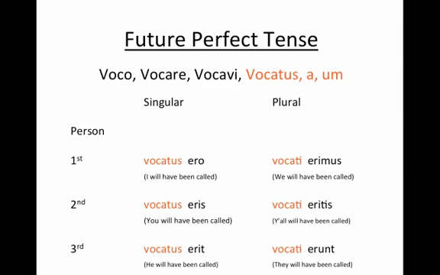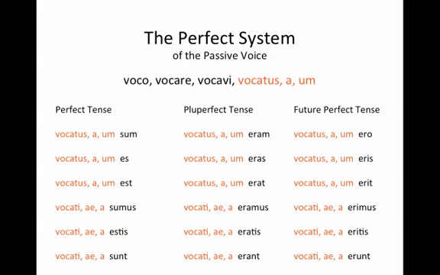So when you put it all together, you get vocatus ero, I will have been called. Vocatus eris, you will have been called. Vocatus erit, he will have been called. Vocati erimus, we will have been called. Vocati eritis, y'all will have been called. And vocati erunt, they will have been called.